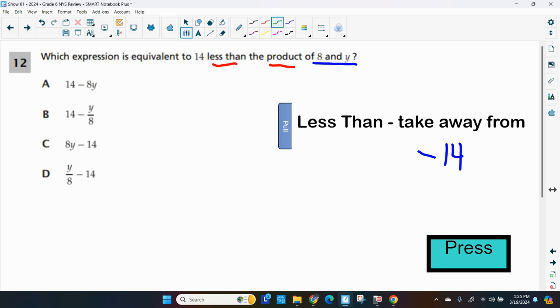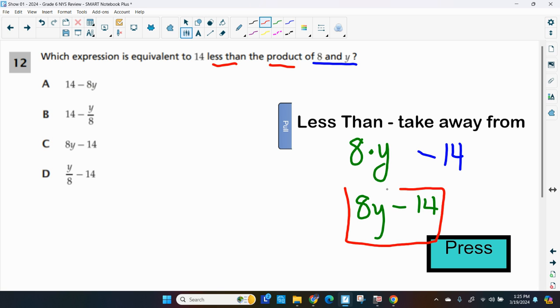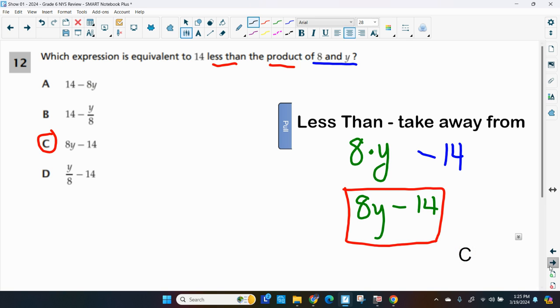So product is the answer to multiplication. So we're multiplying 8 times y. And I use the multiplication dot, but you don't have to. You can put it together like that, looking like a coefficient. 8 would be the coefficient, which means the number next to the letter, by the way. So I go with 8y minus 14, which is choice C. And let's press this. Yes. All right, let's keep going.